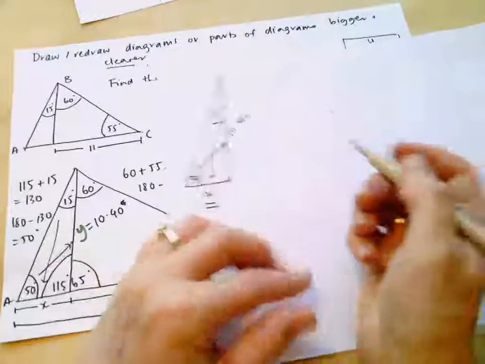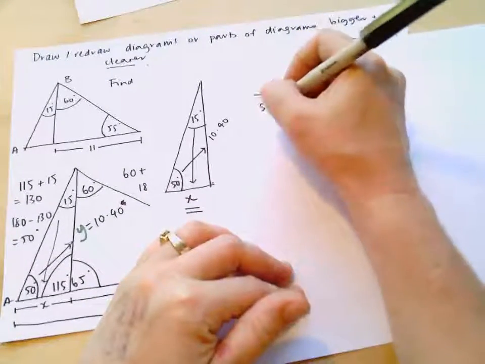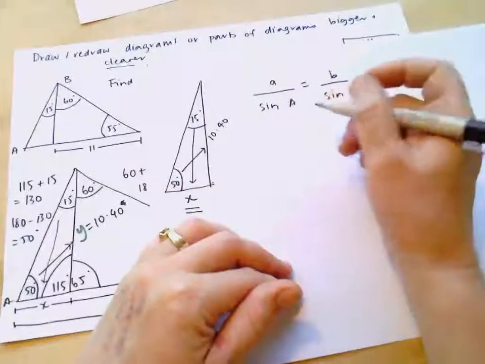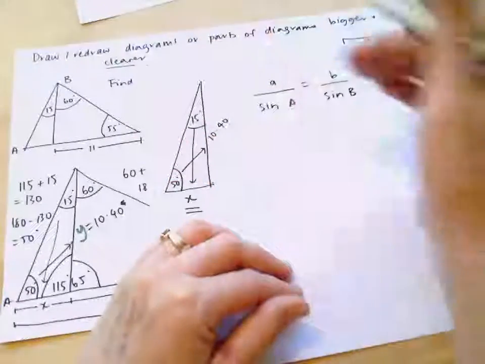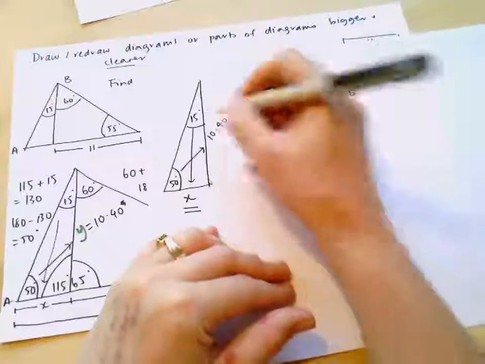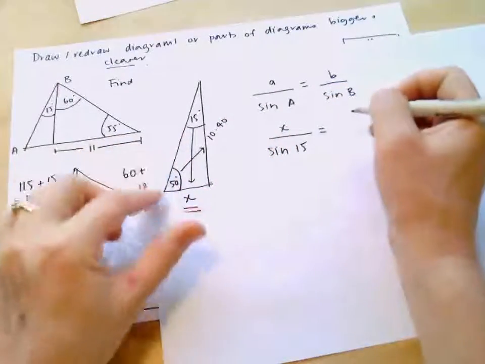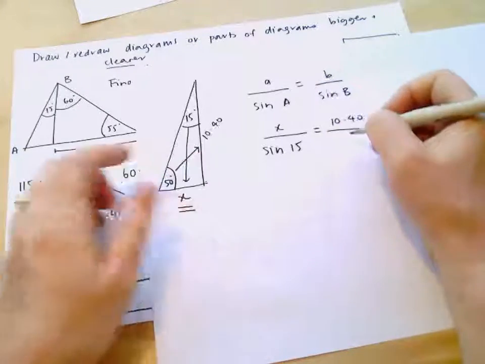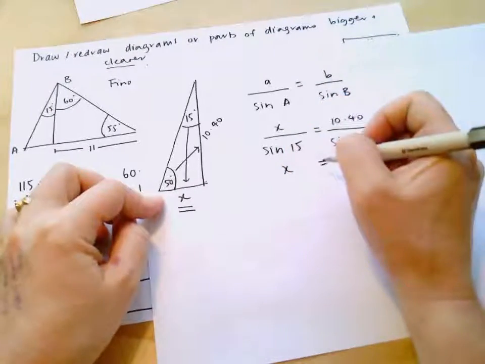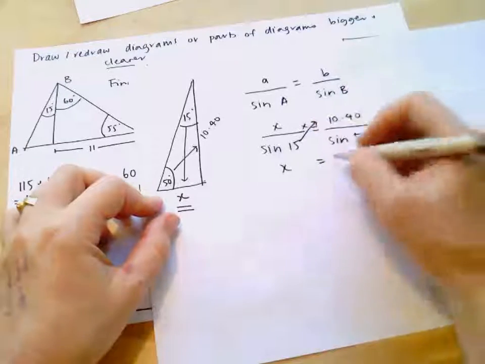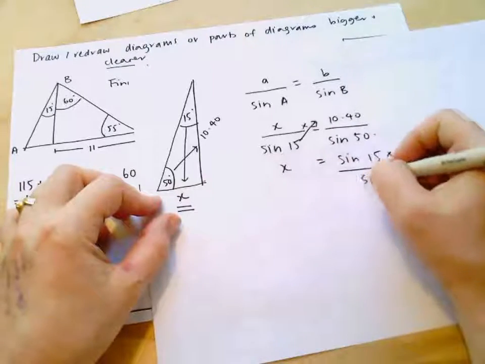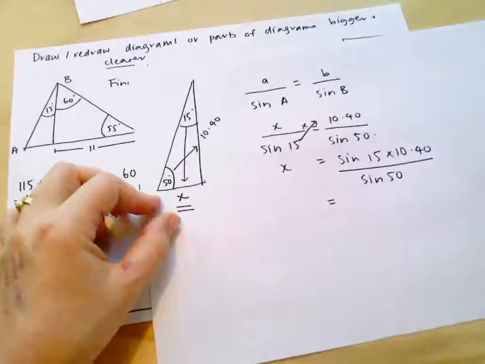Again, I'm trying to work out a side. So I'm going to set it up like this. I've got a bit more space here, so I'll spread things out. But again, you can see the importance of redrawing these diagrams each time to make it clear what you're trying to work out. So let's have a go. I put my unknown on the top, X. It pairs with the angle 15. I put my other side on the top here. It pairs with the angle 50. How do I work out my X on its own? I'm going to bring this up and times. So I'm going to end up with sine 15 times 10.40 divided by sine 50 will give me X.